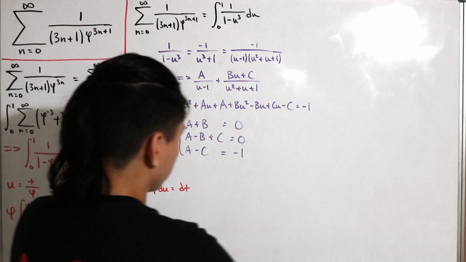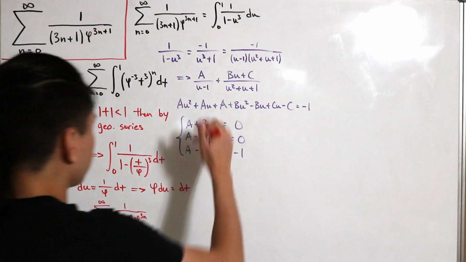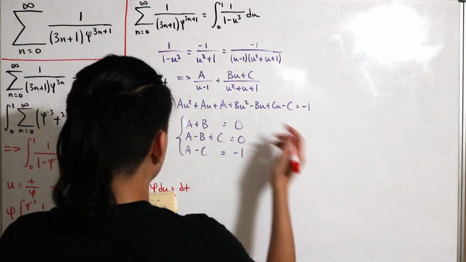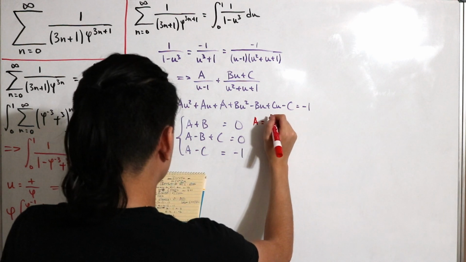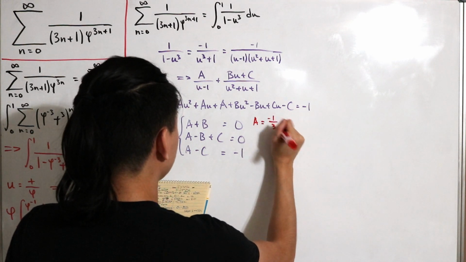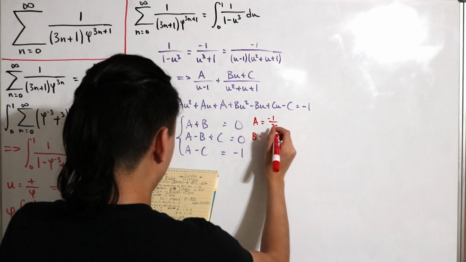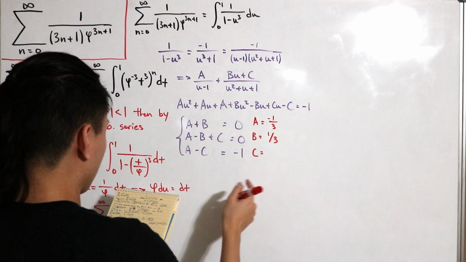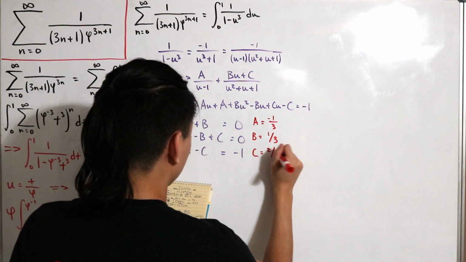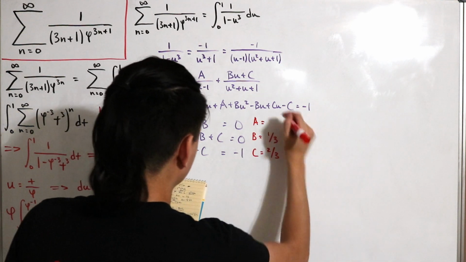What you can see is that if I add up these three equations together, the B's cancel and the C's cancel, so we actually found one of our constants. We found that A is equal to negative 1 divided by 3, and if you plug the numbers back in, B is equal to 1 over 3, and C is equal to positive 2 over 3, like so. I just want to fix that over here.